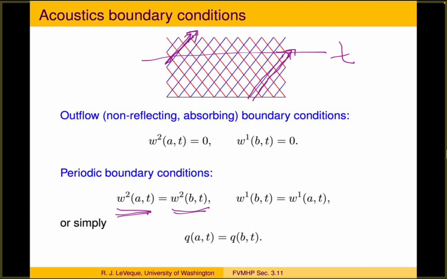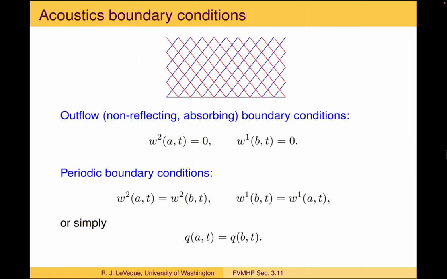Similarly, the W1 variable, which is the left-going flow at the right boundary, is just given by W1 at the left boundary. So what flows out here flows back in at the other boundary. But computationally, it's much easier and works just fine in this case to set Q of A,t equal to Q of B,t as the boundary condition. And again, when we start talking about numerical methods, we'll look at how to implement some of these boundary conditions.